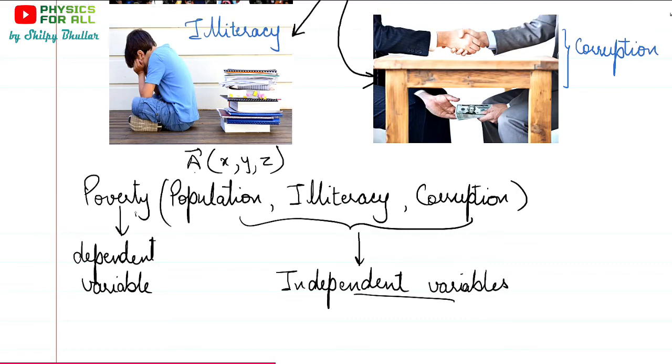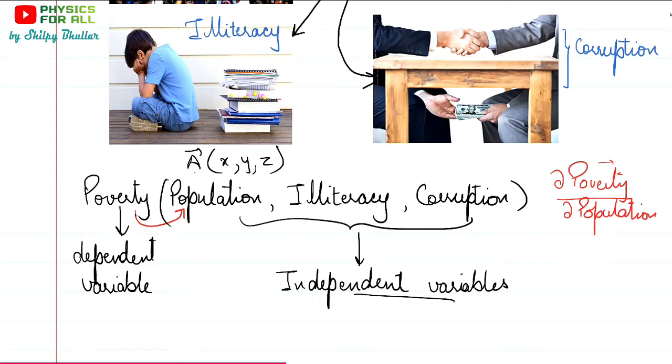If we take partial differentiation, we will be taking poverty with respect to population. We will write that as curly poverty, if it's a vector, upon curly population. This would tell us how changes in population are affecting poverty.